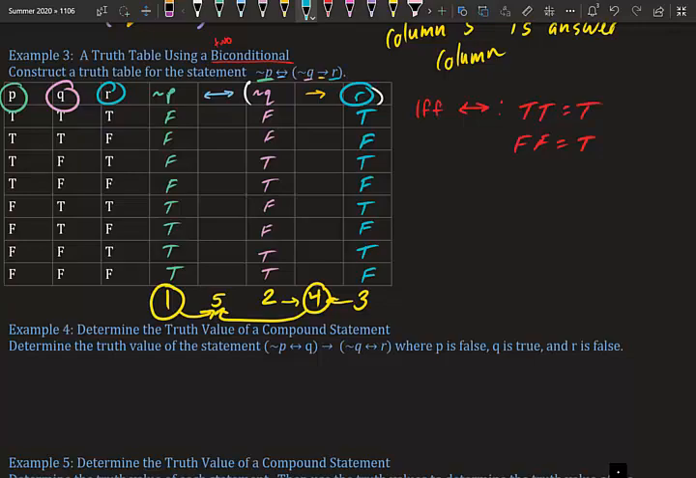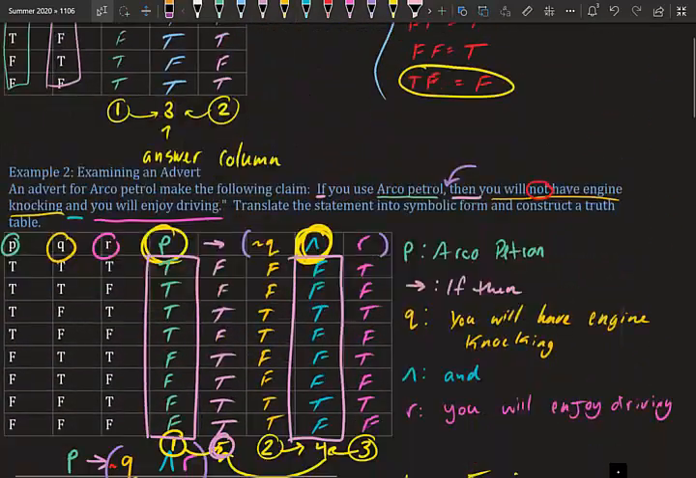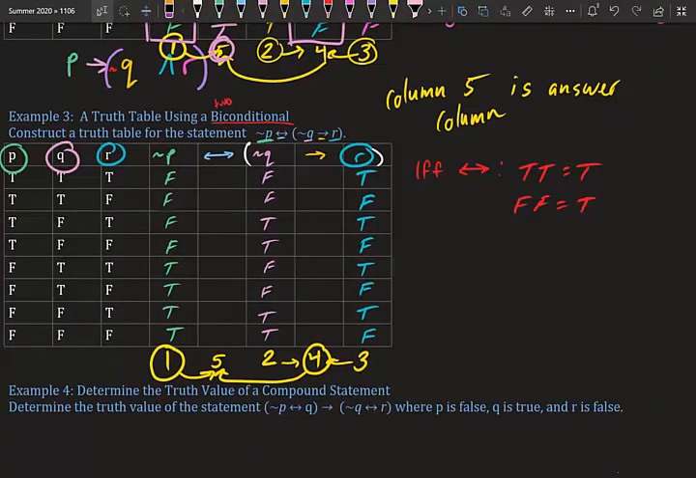All right, now we need to bring it together with if then. So remember, if then, the only thing that's false is TF. So F then T is true, F then F is true, T then T is true, T then F is false, F then T is true, F then F is true, T then T is true, T then F is false.